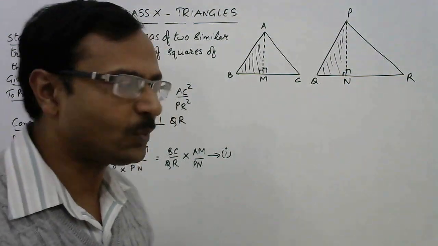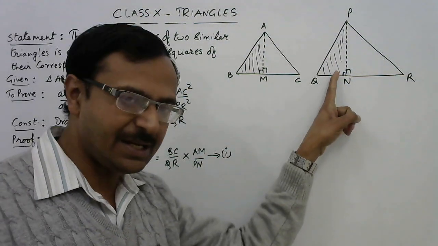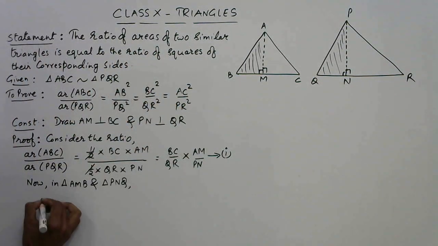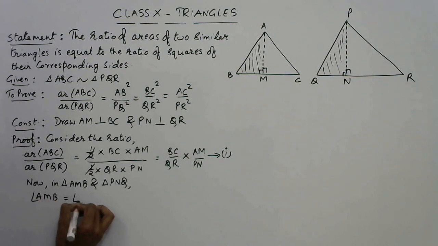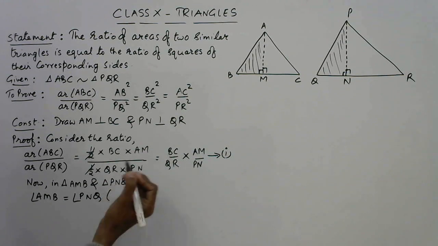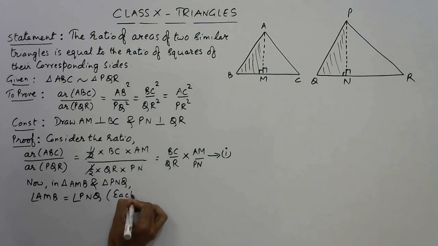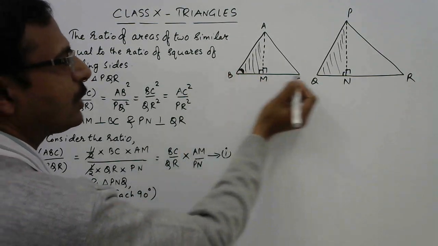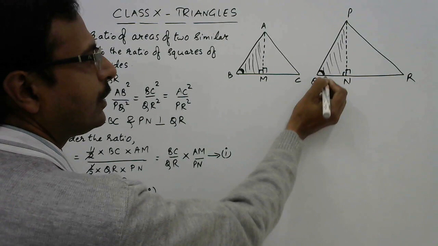And which two angles are equal? One of the angles is 90 degree. So that is very easy and obvious. So I'll write that first. Angle AMB is equal to angle PNQ, which is exactly the construction, or you can write each 90 degree. And this angle B is actually equal to angle Q. Can you guess why?